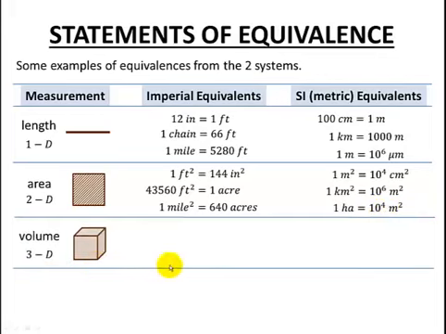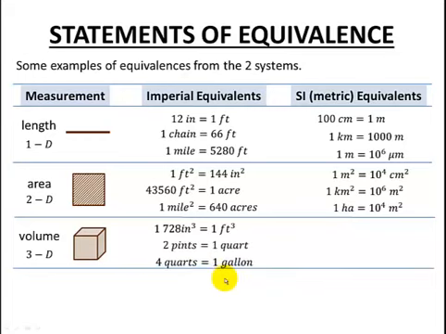Here's some volume examples. 1,728 cubic inches is the same as 1 cubic foot. 2 pints is 1 quart. 4 quarts is 1 gallon. In metric, 1 decimeter cubed is 10 to the 3 centimeters cubed. 1 milliliter is 1 centimeter cubed. And 1 centimeter cubed is 10 to the minus 3 liters.